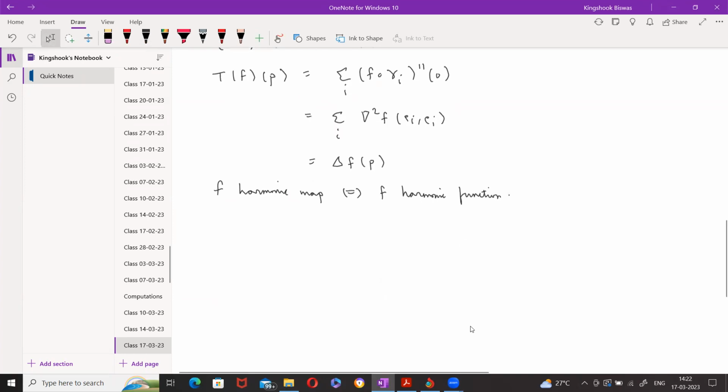Okay. So harmonic maps occur as generalizations of both geodesics and harmonic functions, right? Both are special cases of harmonic maps. Is that clear? Yes, sir.